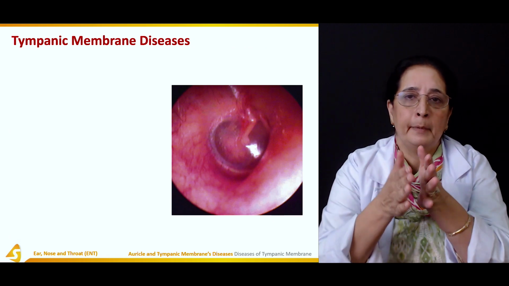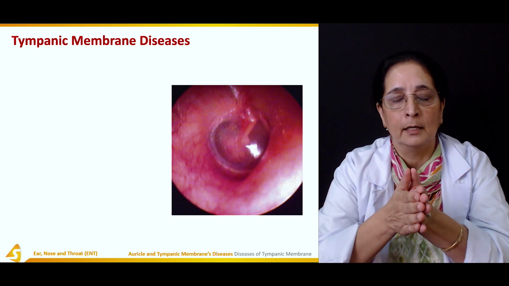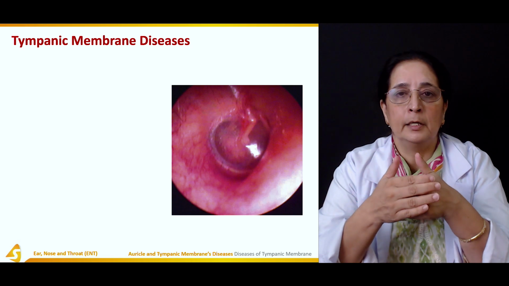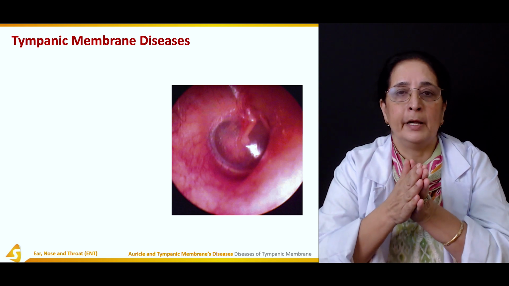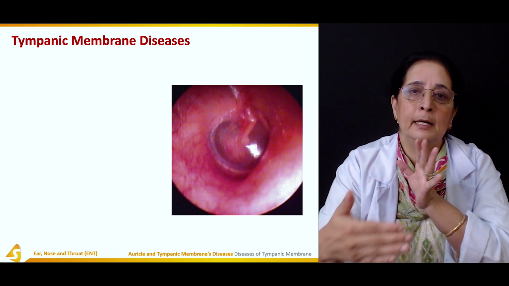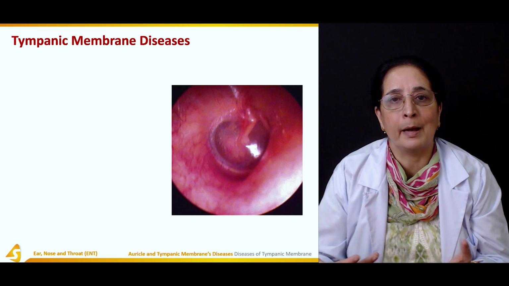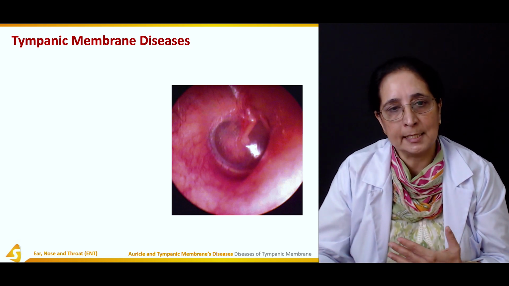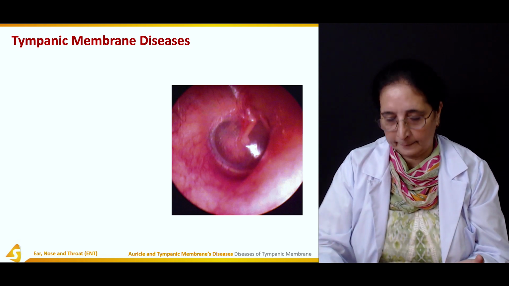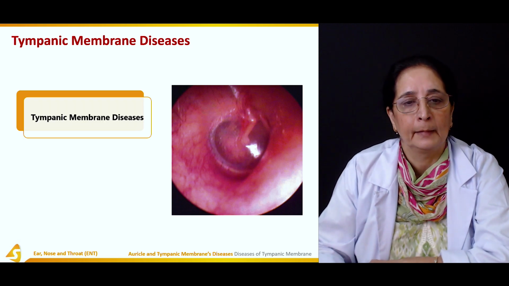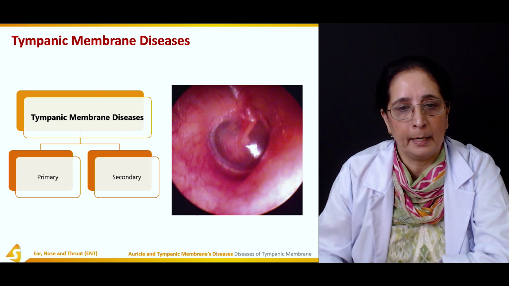The tympanic membrane is the membrane between the external auditory canal and the middle ear. So the external auditory canal, or the external ear, ends at the tympanic membrane, and after the tympanic membrane, the middle ear starts. The tympanic membrane is also known as myringa. So myringitis, tympanitis, these are all the terms used for the tympanic membrane. We have primary and secondary tympanic membrane diseases.